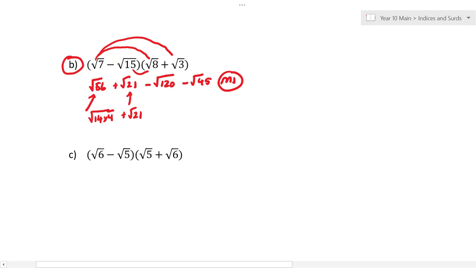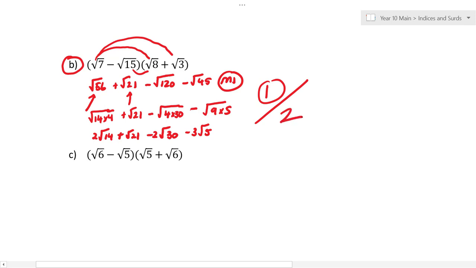Root 120. Now, we've got quite a few things which can go into there, but we can go 4 and 30. So that's minus 4 times 30. And 45 is 9 times 5. Now, that's going to give us 2 root 14 plus root 21 minus 2 root 30 and then minus 3 root 5. Now, not many students could actually get full marks for that. A lot of you only ever got 1 mark out of 2 marks for that one.